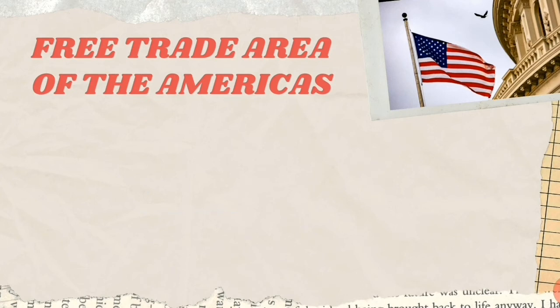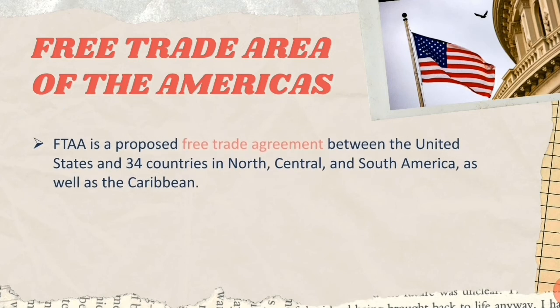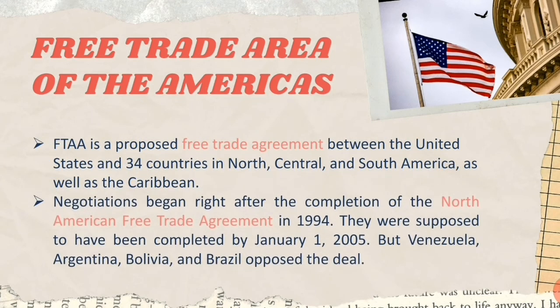Next topic is the Free Trade Area of the Americas. It is a proposed free trade agreement between the United States and 34 countries in North, Central, and South America, as well as the Caribbean. Negotiations began right after the completion of the North American Free Trade Agreement in 1994. They were supposed to have been completed by January 1, 2005, but Venezuela, Argentina, Bolivia, and Brazil opposed the deal.